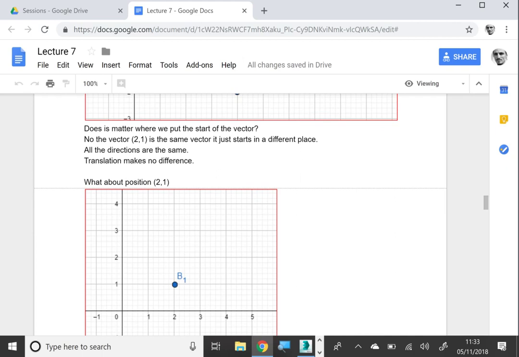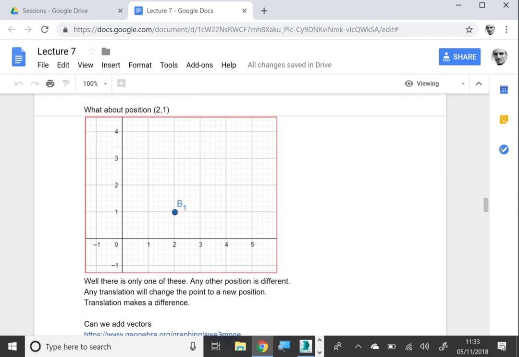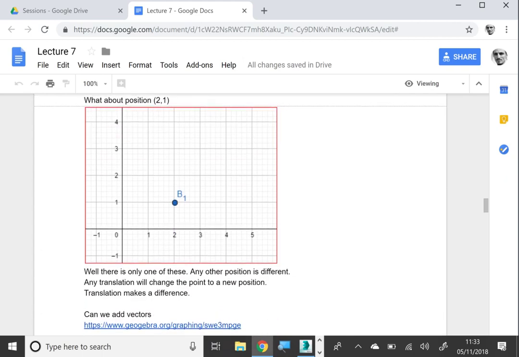So we know that I can move vectors around. That's a good thing. And the vector is still the same vector. Okay, so what about a position? There's one position, 2, 1, and that is it. Any other position is a different position. So there's only one position, and therefore translation does make a difference.